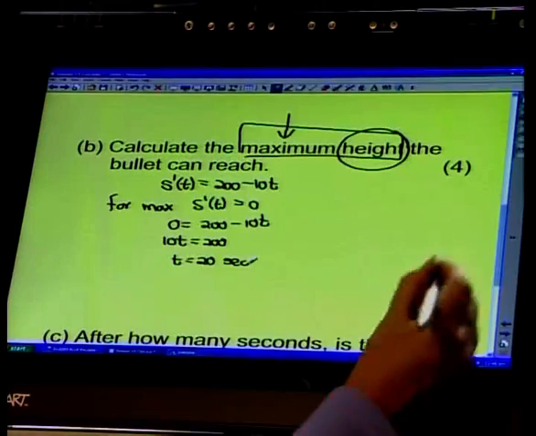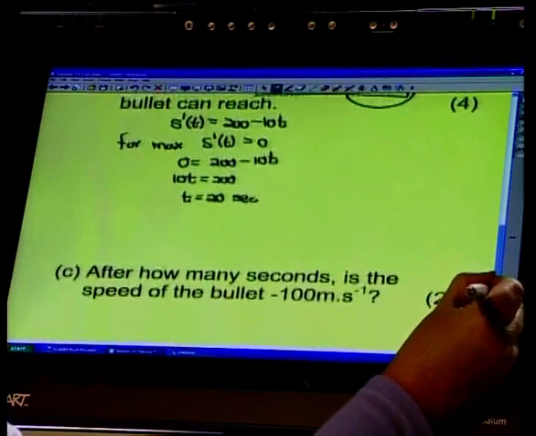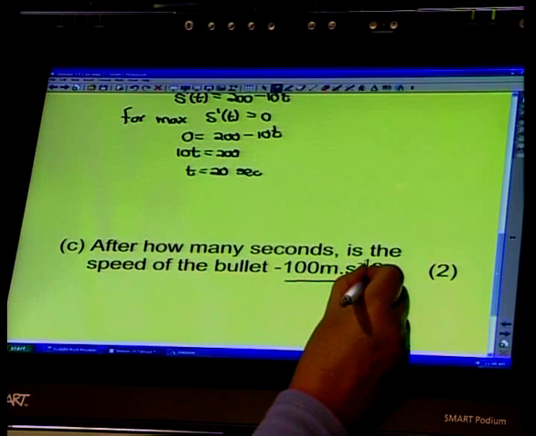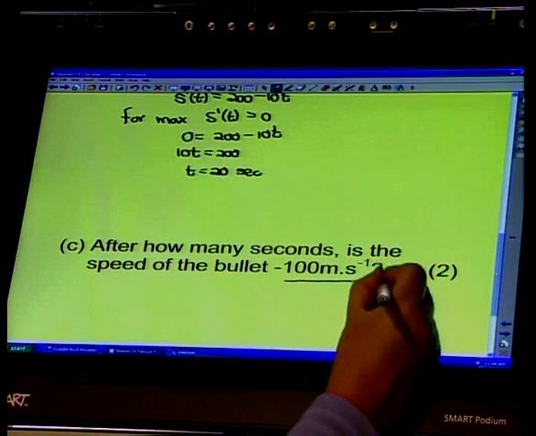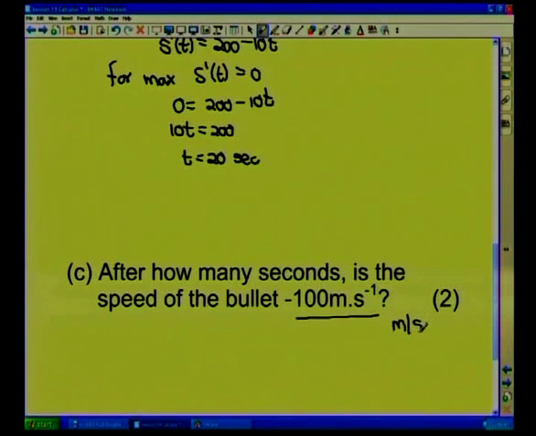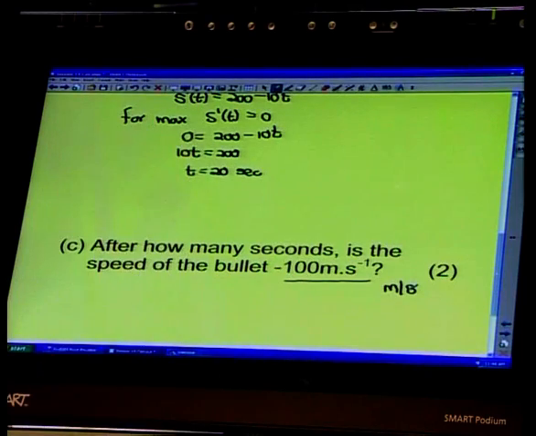Now it says, after how many seconds is the speed of the bullet that? Remember I said to you about the units, you could write it like this as well. Now notice it's got a negative on it. The one I had earlier on, 160, was a positive. All that means is that it's changed direction. We've shot the bullet up, it's gone up using positive velocity, and it's returning with negative velocity, just showing the direction is now different. So don't get worried about that.